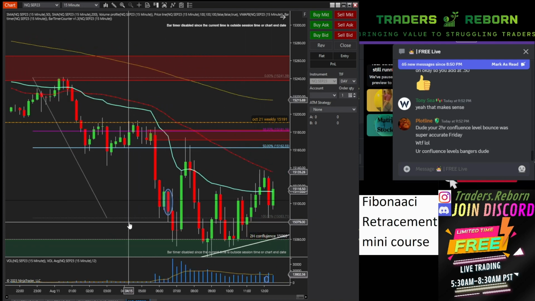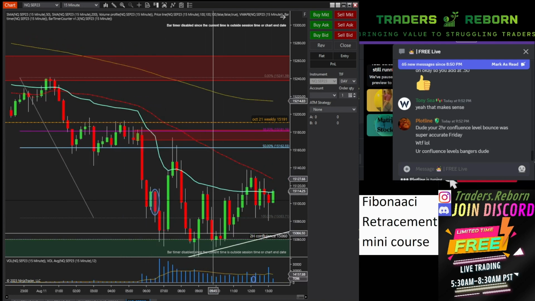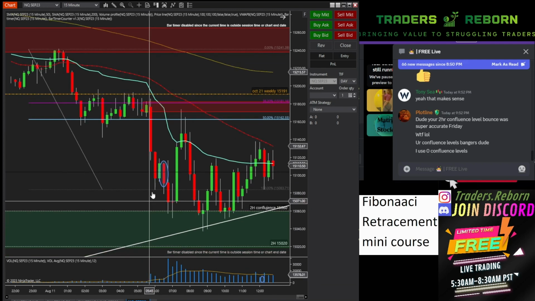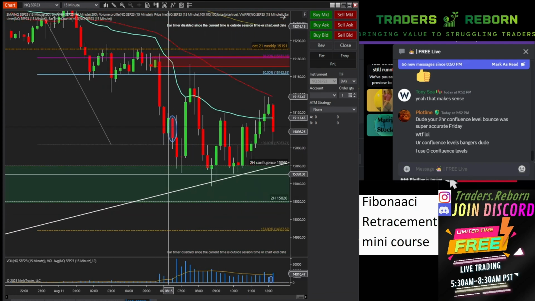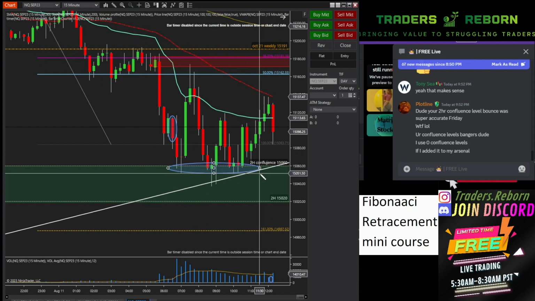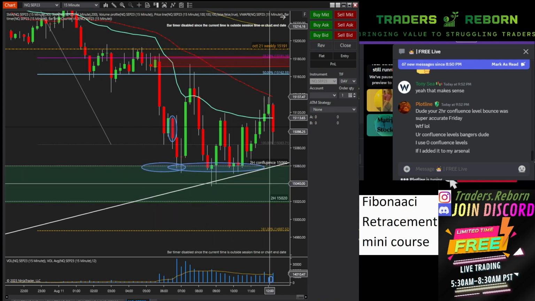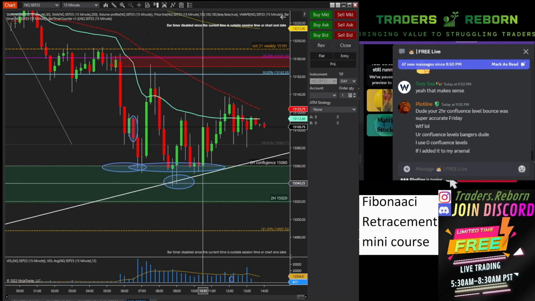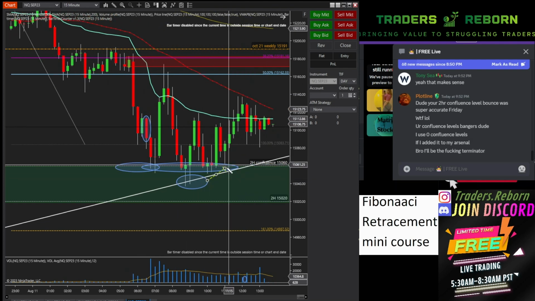Right? When you see it, look at it. It held. It held perfectly. And the reason why I traded that long is because look, it has three things. It has demand, it has the 2 hour confluence level that I have, and it has a trend line going up. There's three confluences there. That's why I have the conviction to play up.